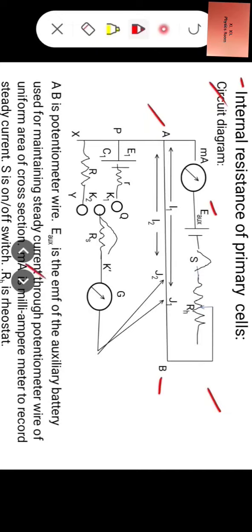MA is milliampere meter to record steady current. S is on off switch and RH is rheostat to regulate the current through potentiometer wire AB. Circuit diagram continued.